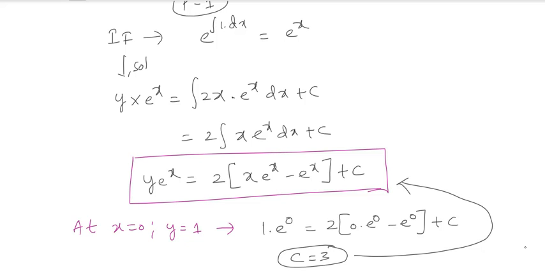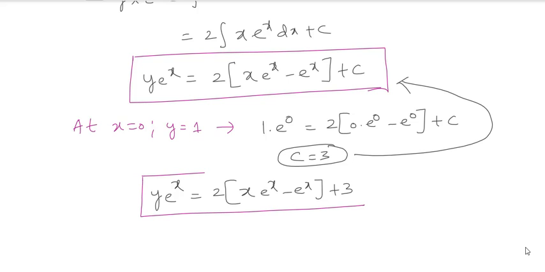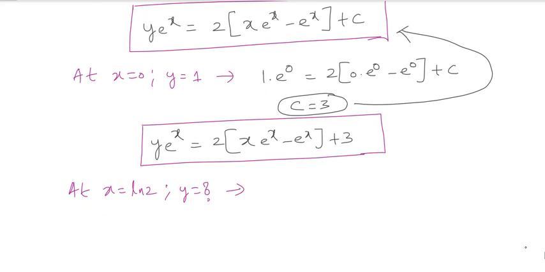Then substitute that c in this. So if I substitute that c, what do I get? y e^x equal to 2 into (x e^x minus e^x) plus 3. This is the solution. But now what do I want to get? From this I have to get the value of y at x equal to ln 2, which they are asking. You have to calculate the value of y.